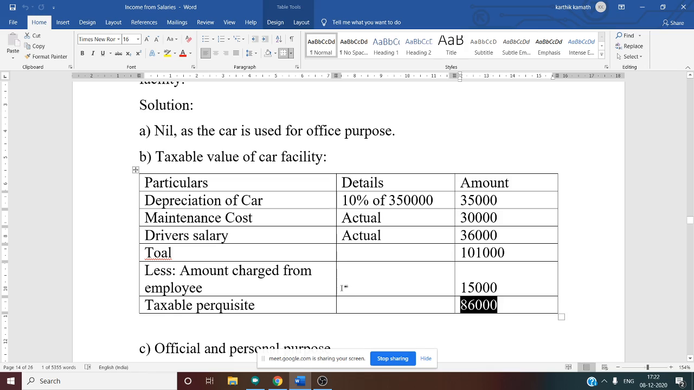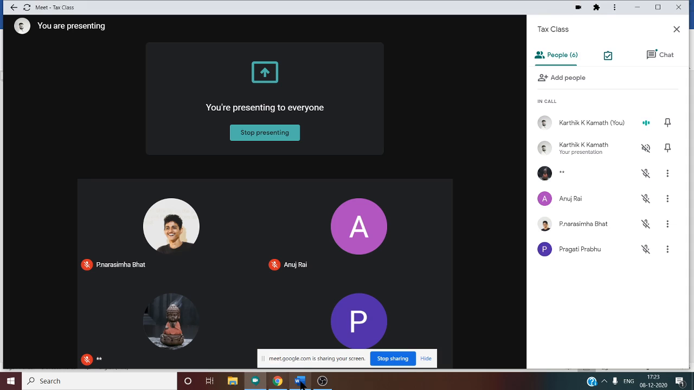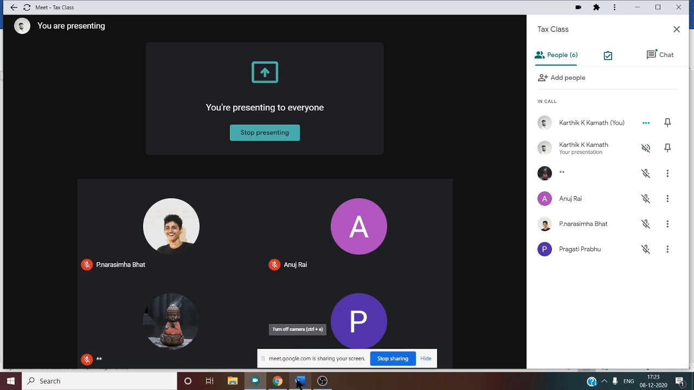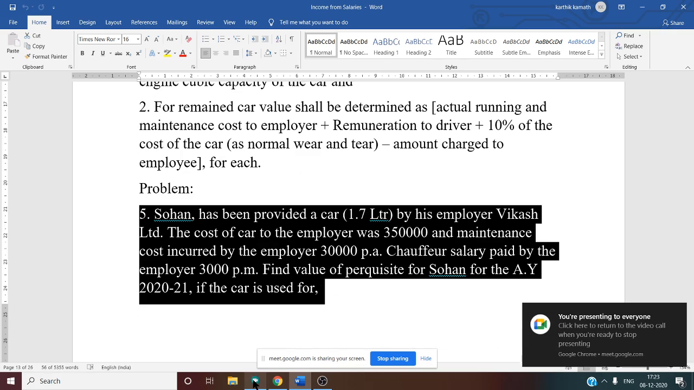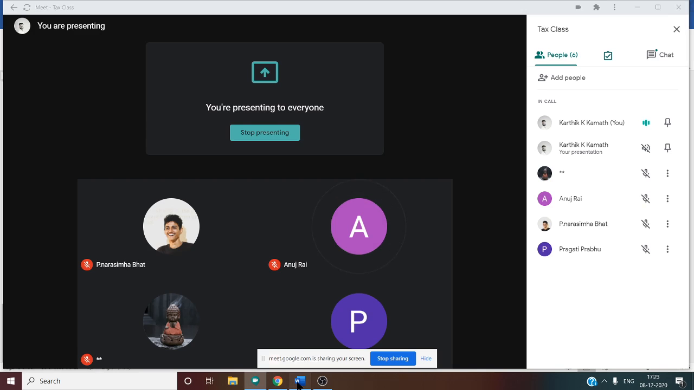Next, we have to see when it is used for official and personal purpose, that is, when it is used for both purposes. See this, when it is used for both purposes, there is a statutory limit or statutory amount we have to take into consideration. So in this problem, whether the car is a bigger one, can you tell me now? Yes, sir, 1.7 liters. So the car is a big car.